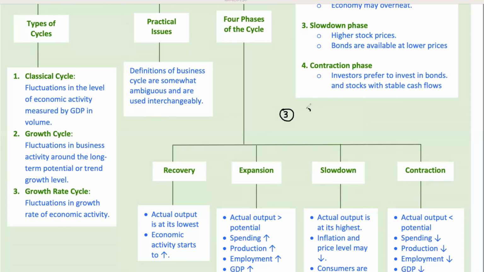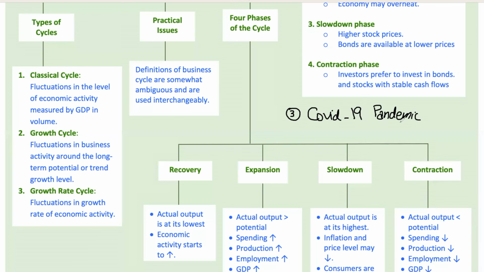Now, the third and the most recent one is the COVID-19 pandemic. The COVID-19 pandemic caused a sudden and severe contraction in economic activity worldwide. As countries implemented lockdowns and social distancing measures, economic output fell sharply, leading to a trough phase.